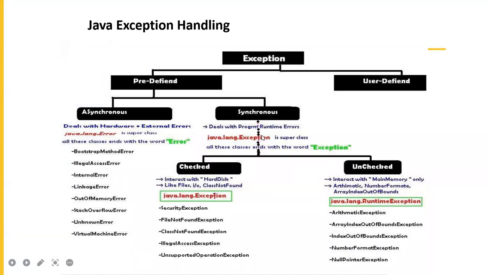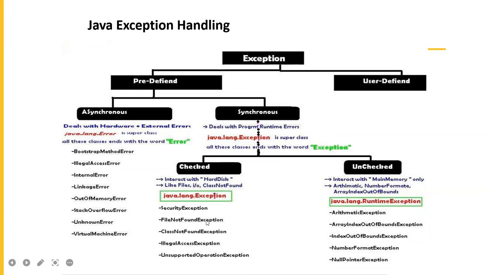But synchronous is not like that. It basically deals with the program. When the programmer makes a mistake, at that time you get some exceptions. Such exceptions are called synchronous exceptions, or you can simply say it is an exception. Basically, both types are errors only, but error is the superclass for exception. All these classes end with Exception because these are all synchronous exceptions. Basically, we can say checked exception and unchecked exception. We are dealing with these only, and we are not bothered about asynchronous.